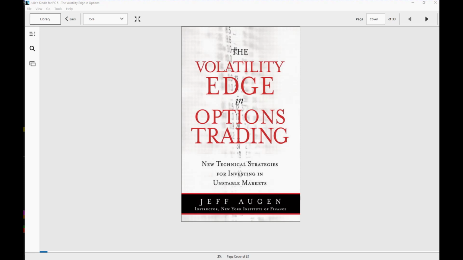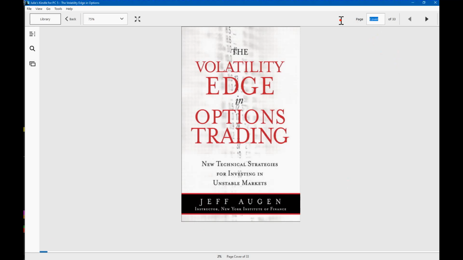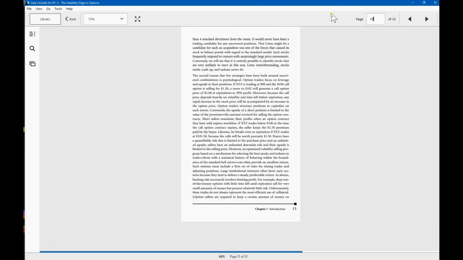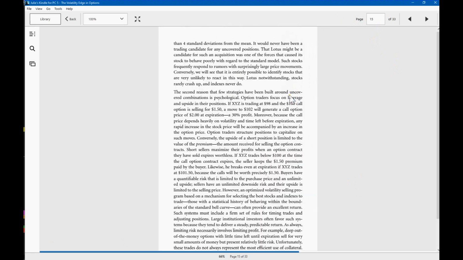I'm going to point out this book. Somebody recommended it last week in Twitter world. I'm grateful to that person, and this book is fantastic. The Volatility Edge in Options Trading. Jeff Ogden apparently was an instructor at the New York Institute of Finance, so you would assume that the man knew what he was talking about. And the reason I like this so much is it basically validates everything that I've done. So, of course, I'm going to like it.